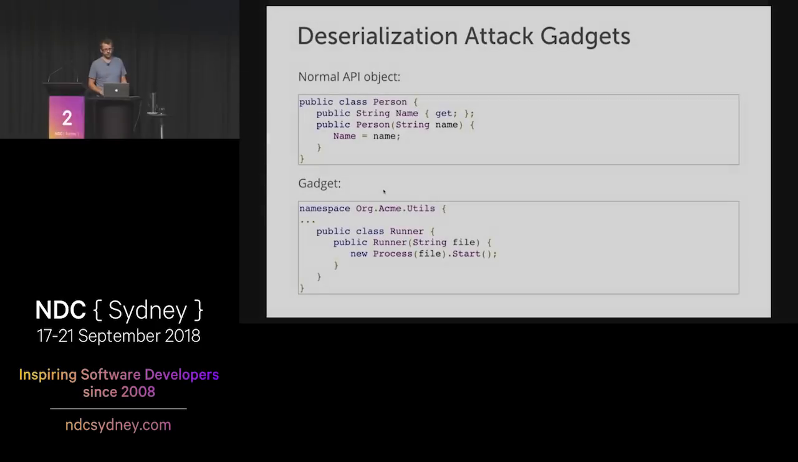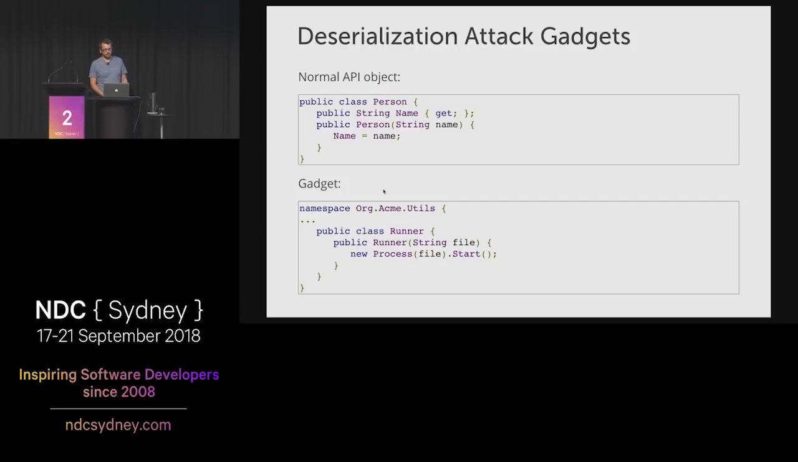So I'm going to give you a very simple example first. At the top here, we have the person object, which is a completely benign object. It doesn't do anything special. It has a constructor. It takes a name, and it assigns that to a property. Nothing special about it. And then at the lower part of the screen, we have a gadget, which is what we call these dangerous elements that we can use in deserialization attacks. In this case, it's a util class. It's not meant to be a part of the API. But if we invoke the constructor of this with a string that points to a file, it would actually start this file as a process.